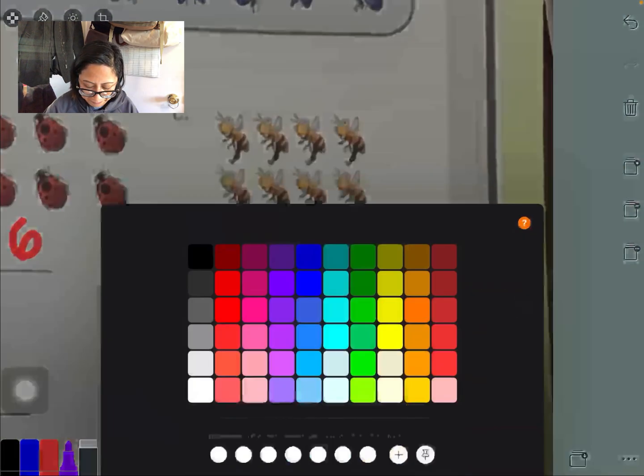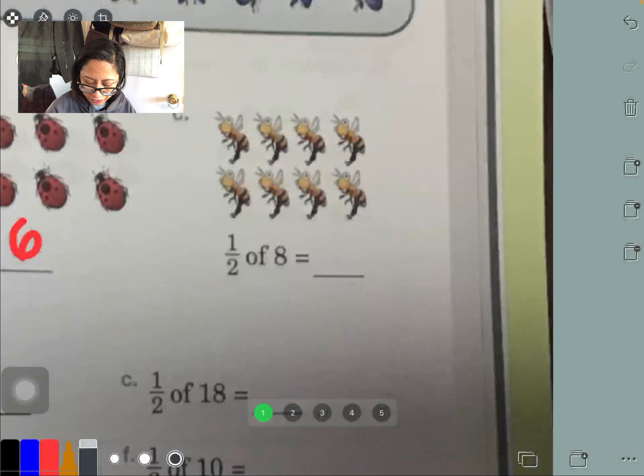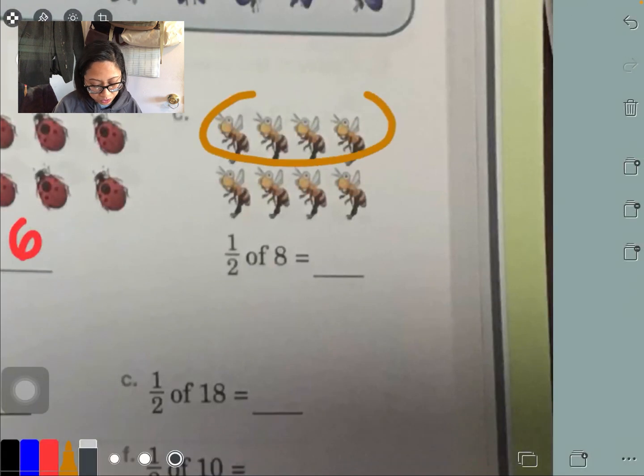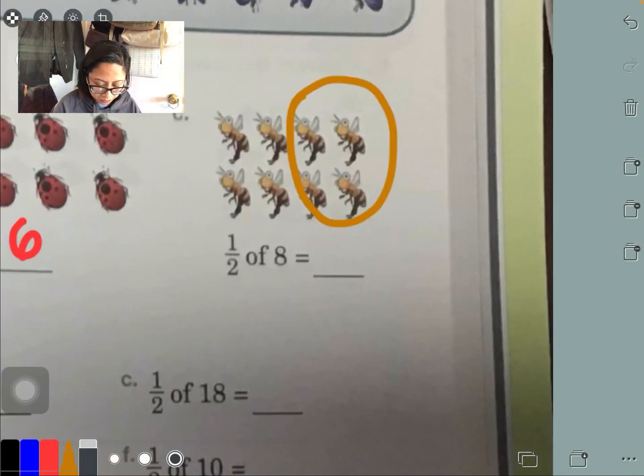Letter C, we've got bumblebees. I'm going to use orange. We've got to circle half of these bumblebees. There are 8 of them. So you can circle it this way, or you can circle them this way. Okay, either way you circle the groups, remember they both have to have the same amount of bees. So there are 4 here and there are 4 here. Okay, so 1/2 of 8 is 4.